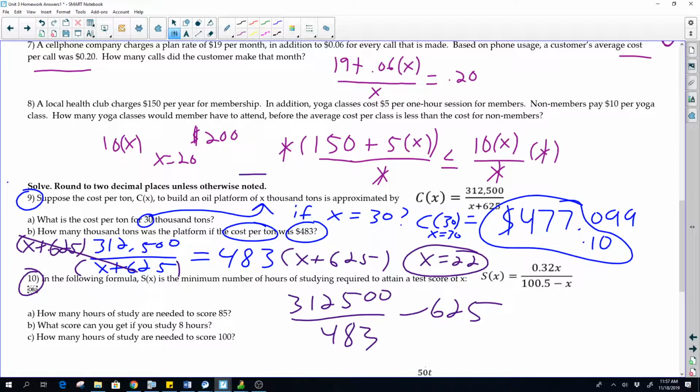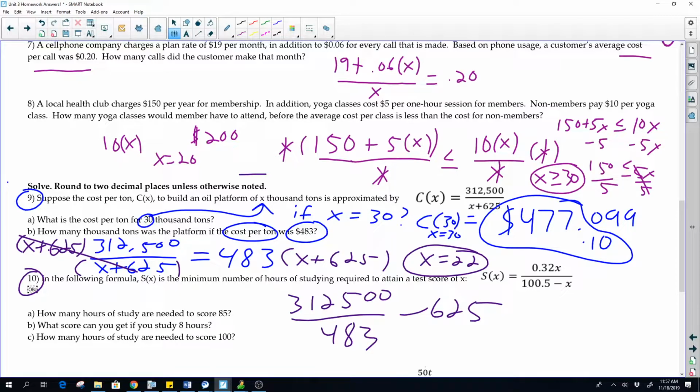So then it'll just be 150 plus 5x less than or equal to 10x. Then we go ahead and minus 5x to the other side. So then we get 5x greater than or equal to 150. Divide by 5, divide by 5. So then x needs to be probably greater than 30, like 31. But we'll go ahead and say greater than or equal to.